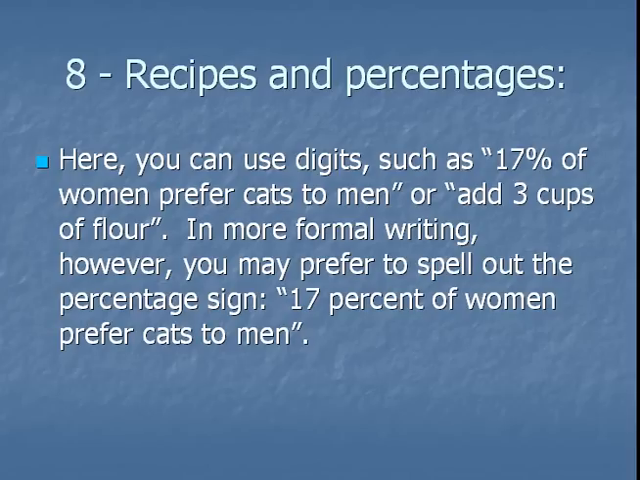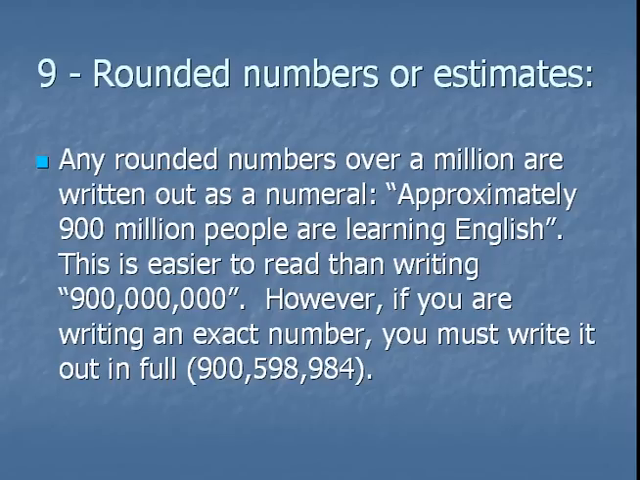Number 9, rounded numbers or estimates. Any rounded numbers over 1 million are written out as a numeral. Approximately 900 million people are learning English. This is certainly easier to read than writing it out in figures. However, if you are writing an exact number, you must write it out in full.